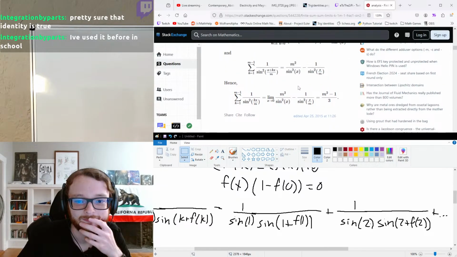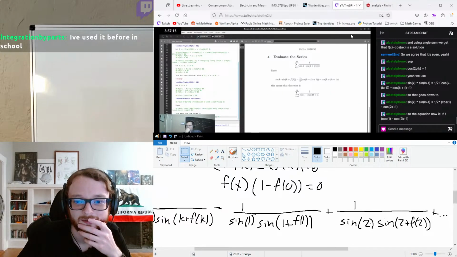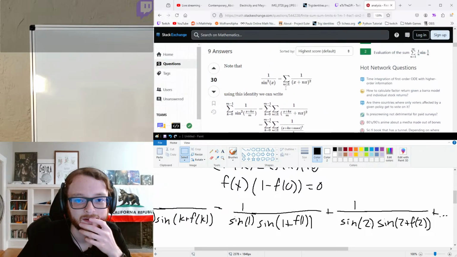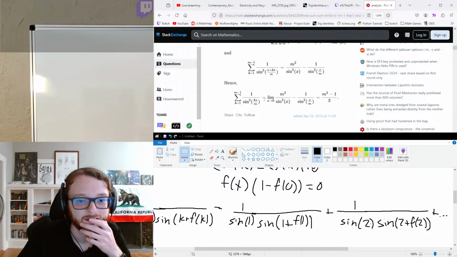I don't know if that will simplify. What a crazy identity. 2 cosine squared things. That's a slightly different looking one. I also don't know if we should try to break up this cosine 2k plus 1 like by some difference, but that might give us the same problem we had before. Right.